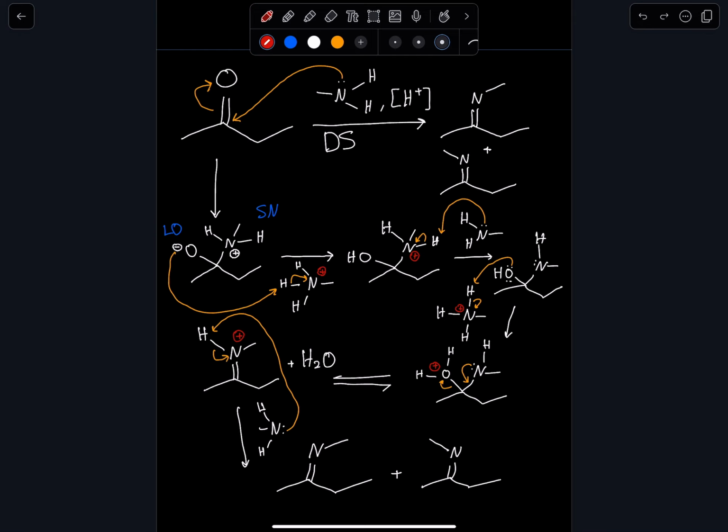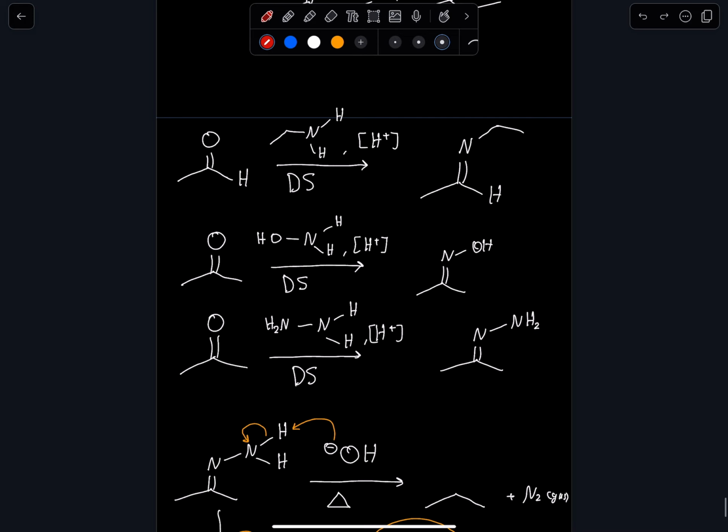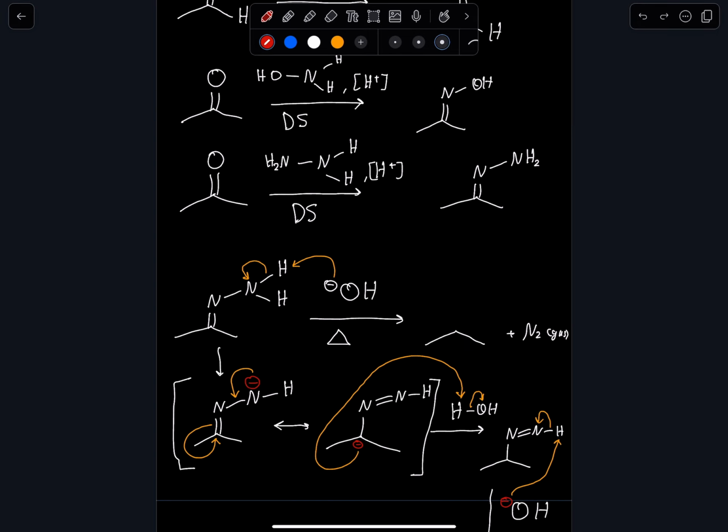And then with predicting products, for primary amines, you simply replace the oxygen with the nitrogen and put the group that was attached to that nitrogen onto the product. And that can either be an ethyl group, an alkyl group, or a hydroxyl, or another amine. And when you have another amine, you can react that with hydroxide and heat and simply get an alkane.